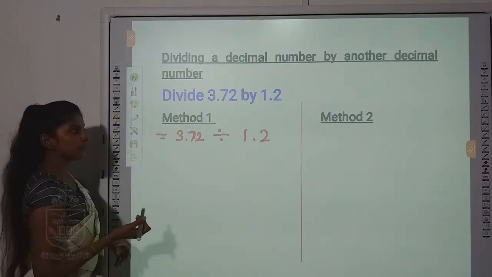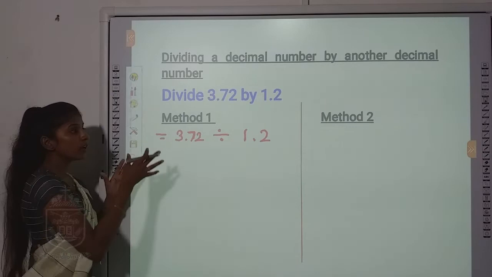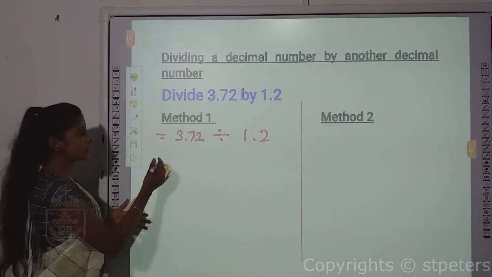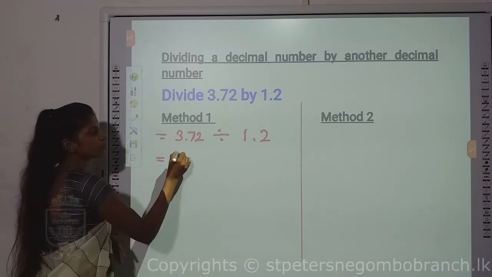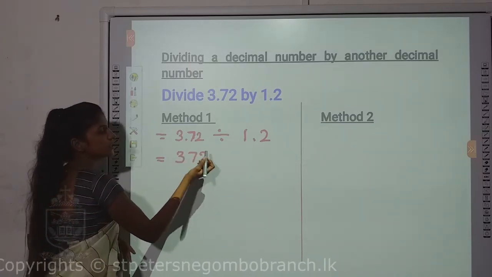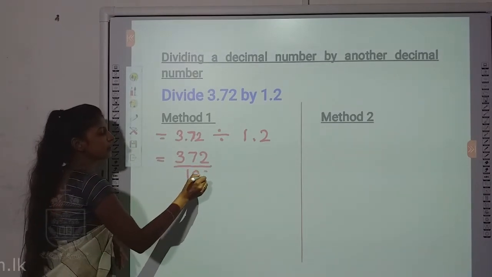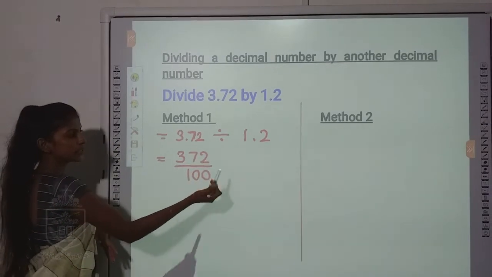You are going to divide by 1.2. So, what's our first step? In method 1, we converted the decimals into a fraction. So, let's convert them into a fraction. Once you convert this into a fraction, two decimal places means two zeros should be there. Two decimal places, two zeros.